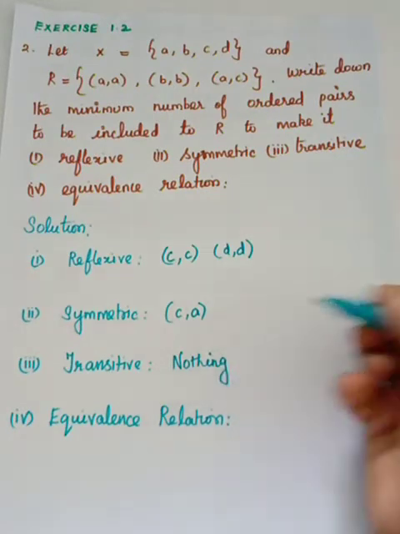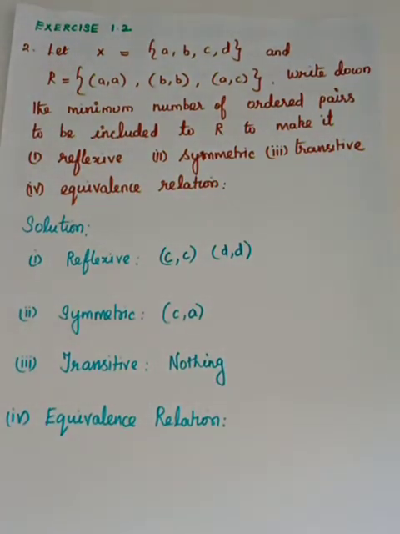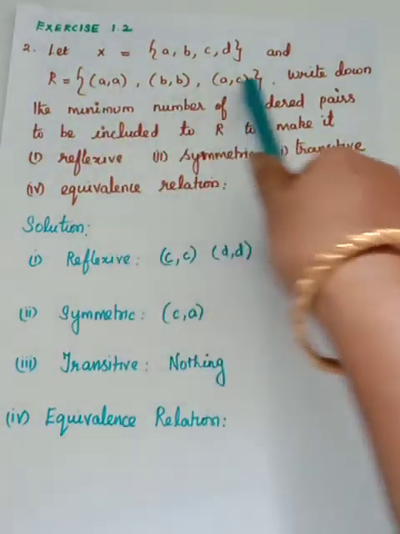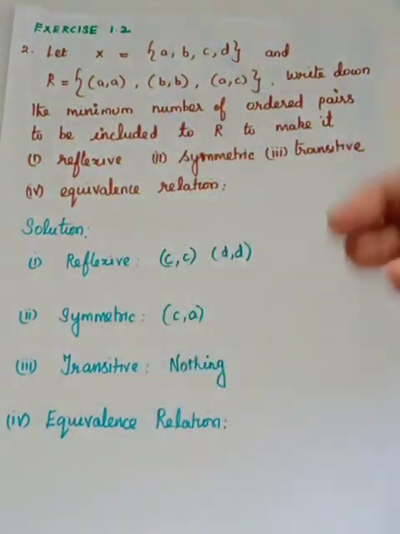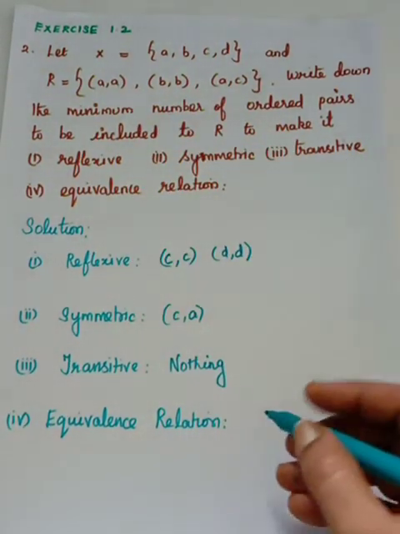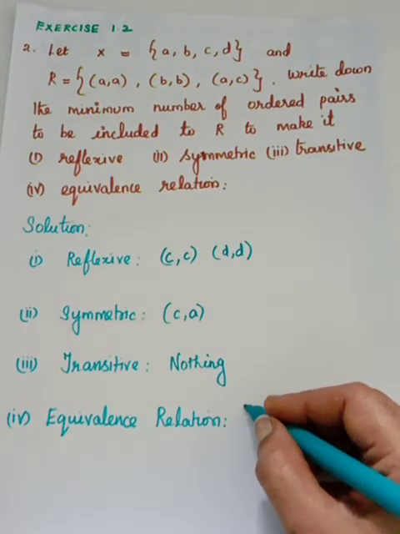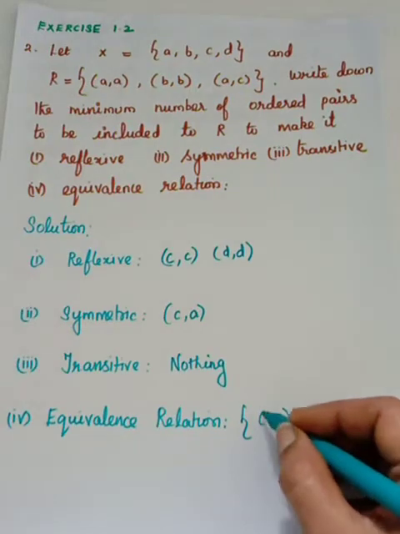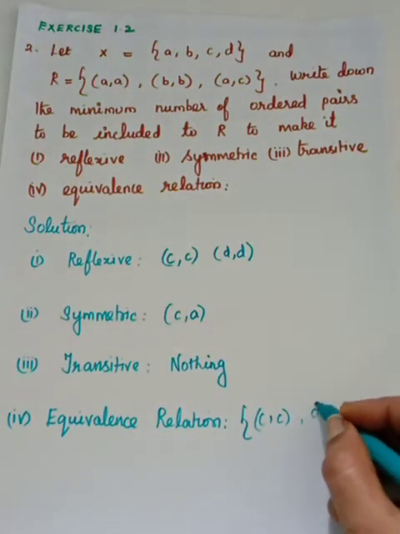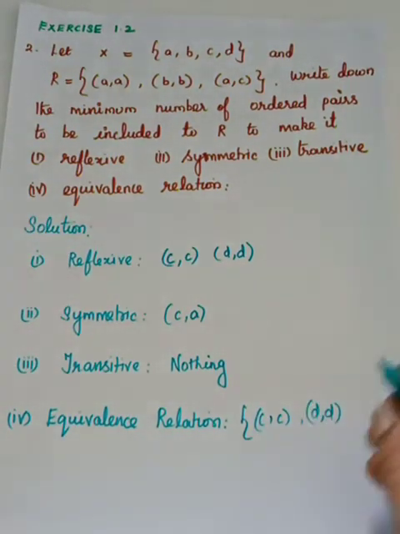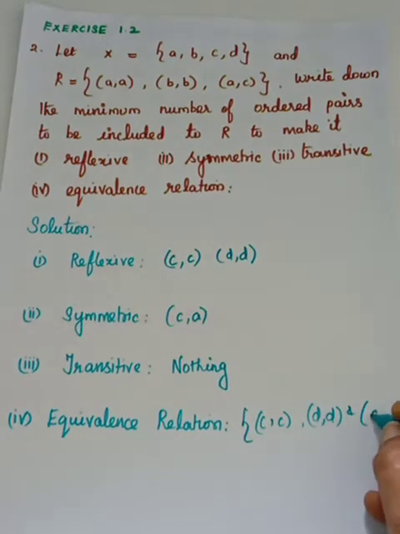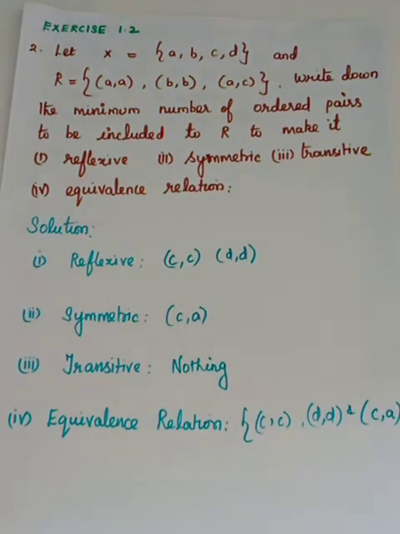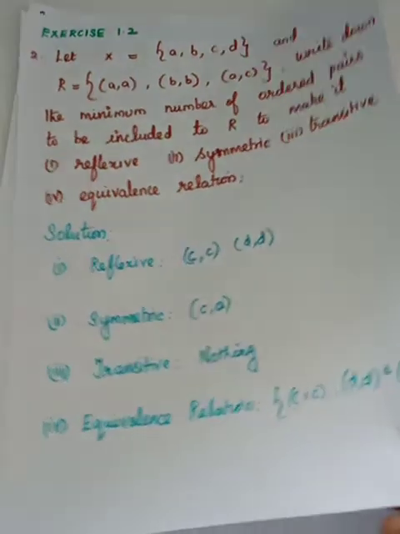Okay, so to make this relation an equivalence relation, what ordered pairs should be there? We have to include the ordered pair c comma c, the next one d comma d, and c comma a. If we have these three ordered pairs, we can say that relation is an equivalence relation.